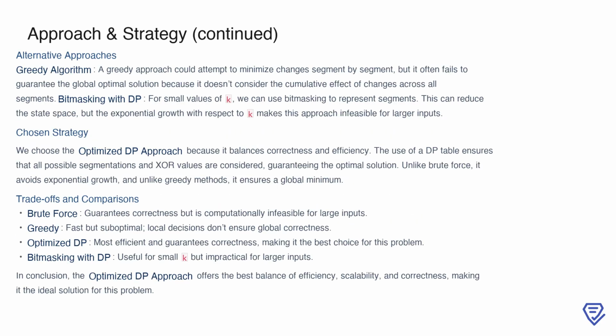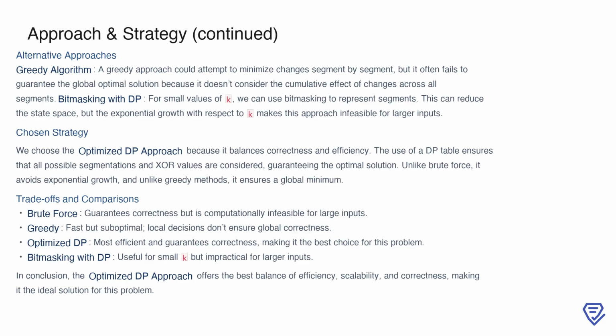Other approaches can also be considered, though they come with notable limitations. A greedy algorithm might attempt to minimize changes for each segment individually, but this often fails to achieve a globally optimal solution since it doesn't account for the cumulative effect of decisions across all segments. Another alternative is bit masking combined with dynamic programming. Here, bit masking can represent segments and reduce the state space, but the approach becomes impractical for larger values of K due to its exponential growth in complexity.